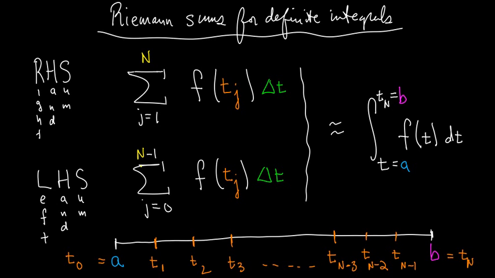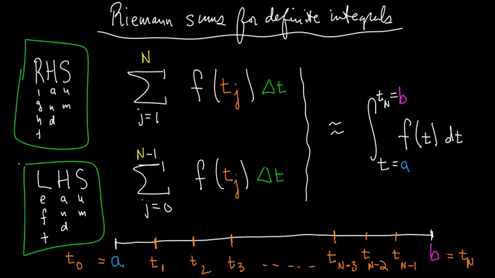Okay? So we're going to have two kinds of Riemann sums. The right-hand Riemann sum, right here, and the left-hand Riemann sum, right here. And notice that these expressions are exactly identical, except that the endpoints on the sums are slightly different. You'll notice for the right-hand sum, it starts at j equals 1 and goes all the way up to capital N. And the left-hand sum starts at j equals 0, but only goes up to N minus 1.